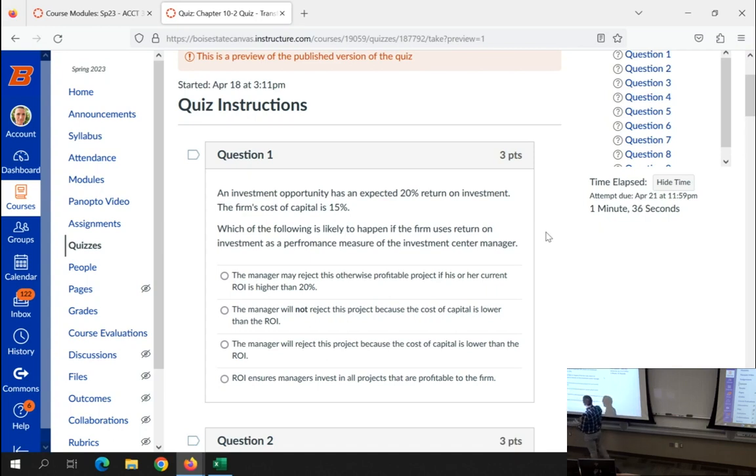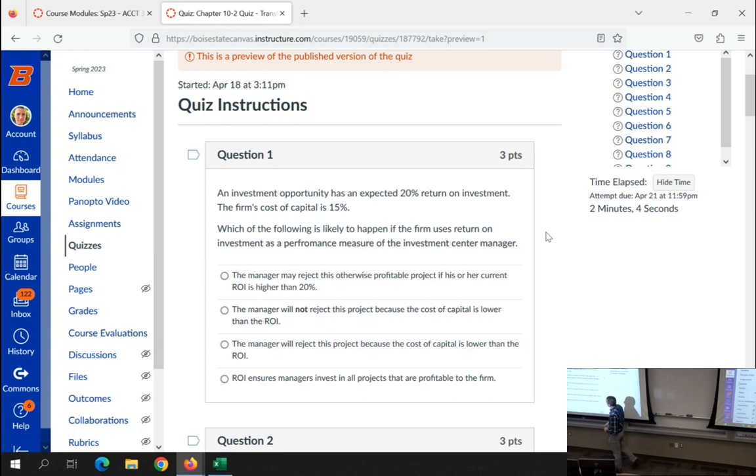A manager will not reject this project because the cost of capital is lower than ROI. I don't know if I really want to hold managers to that level. In fact, as a rational economic agent, they really shouldn't be worried about whether it's below the cost of capital. They should be worried about their personal ROI. That's what agent theory says anyway. All right, number 3 here, or at least as we have covered it in the book, this is not a correct answer. I'll say it that way. Is that okay? All right.